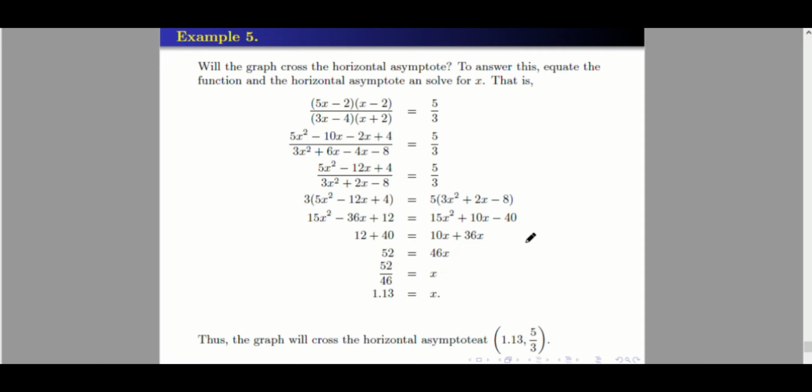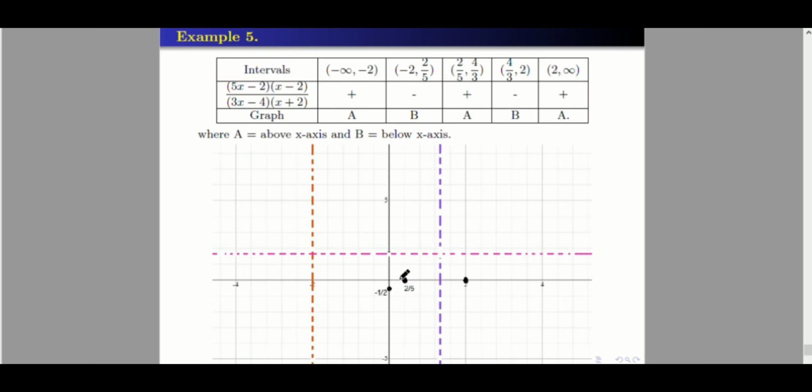So therefore, the graph will cross at 1.13 and 5 over 3. This is the point. 1.13 and 5 over 3. Now 5 over 3 is 1.67. So let's now have this. So we have these points a while ago. The y-intercept, the x-intercepts.